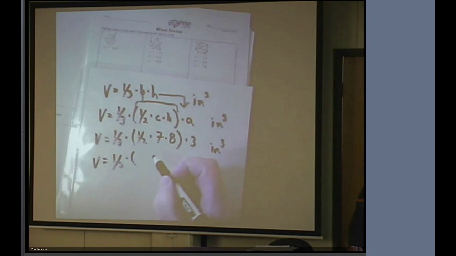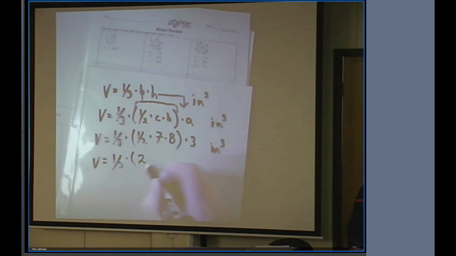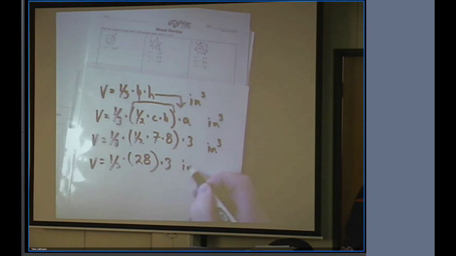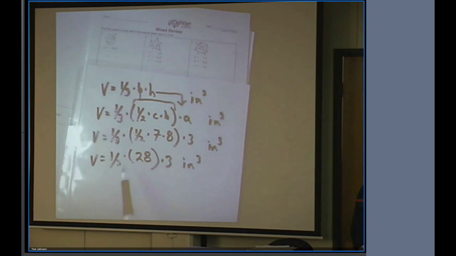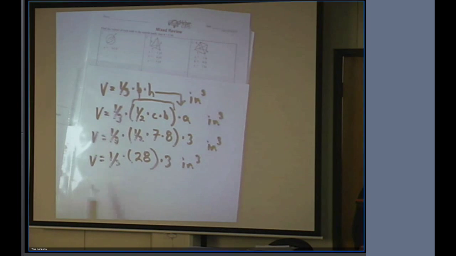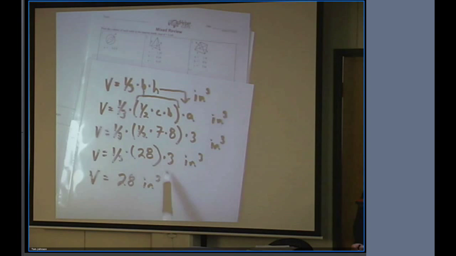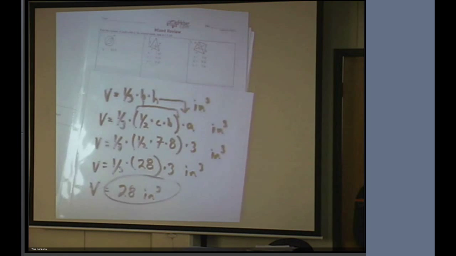So 1/2 times 8 is 4, times 7 is 28, very good. Times 3 inches cubed. Hey, look, I've got a 1/3 and a 3. 1/3 times 3 is what? 1. What's 1 times 28? 28 inches cubed. That is our volume.